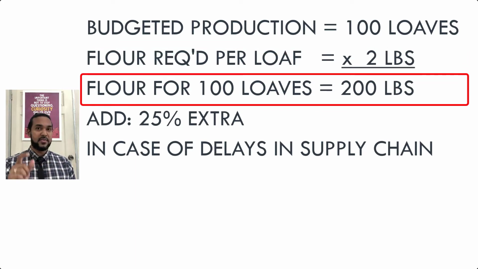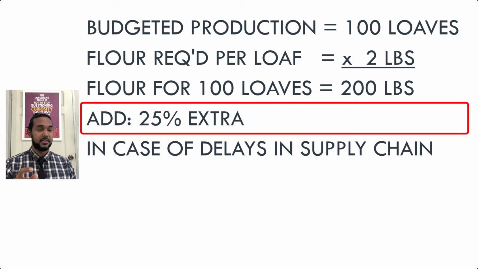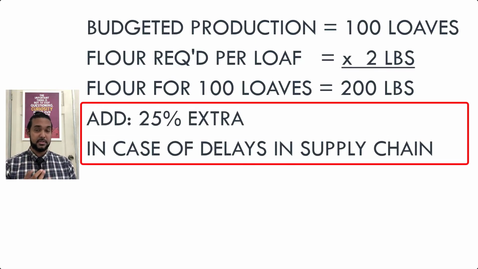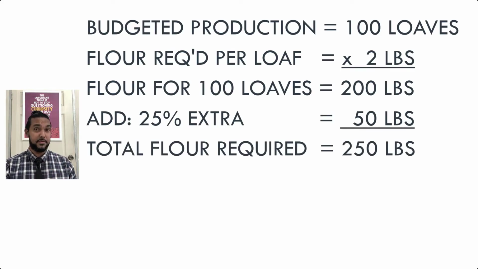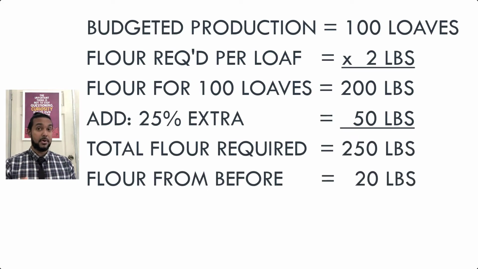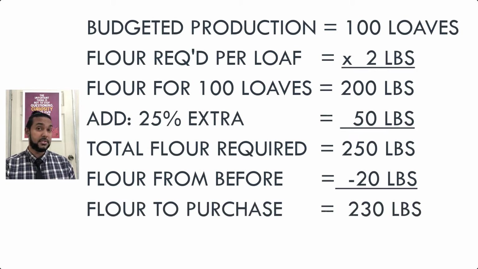We also want to have an extra 25% of that amount of flour on hand in case, once again, we are unable to go to the grocery on time or deliveries run late. So 25% of 200 is 50. So we want to have 200 available plus 50 extra. So we need 250. Again, you have 20 pounds left from your earlier experimentations and testing. So 250 minus 20 will give us 230. And that's the amount we need to buy.